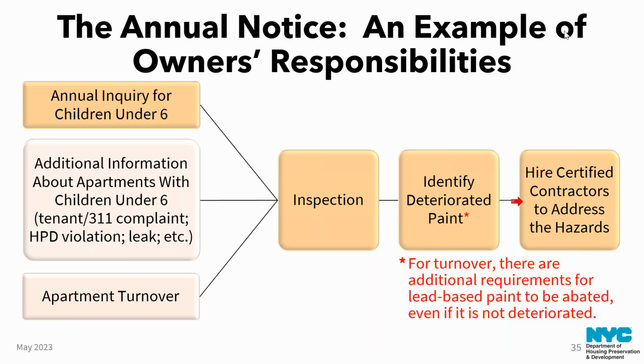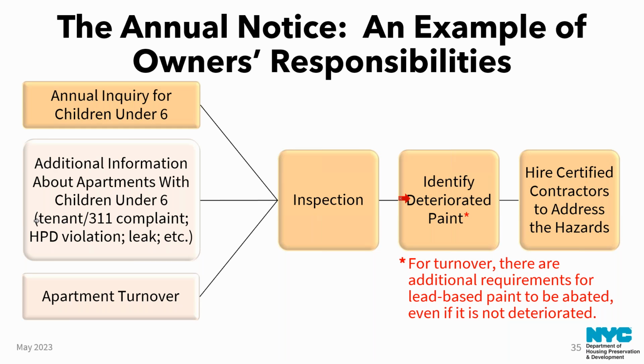Now, just as a quick aside, the annual inquiry isn't the only time you may have to do this process of inspection, identification, and follow-up. Any other time as a building owner you learn that paint in an apartment with a child under 6 residing may have been damaged, you should follow up with the inspection, identification of hazards, and addressing those hazards.